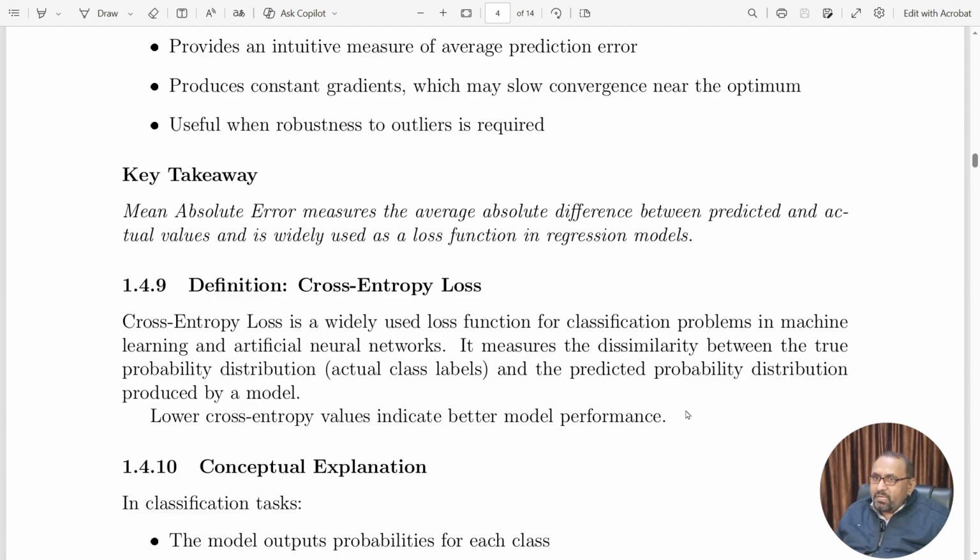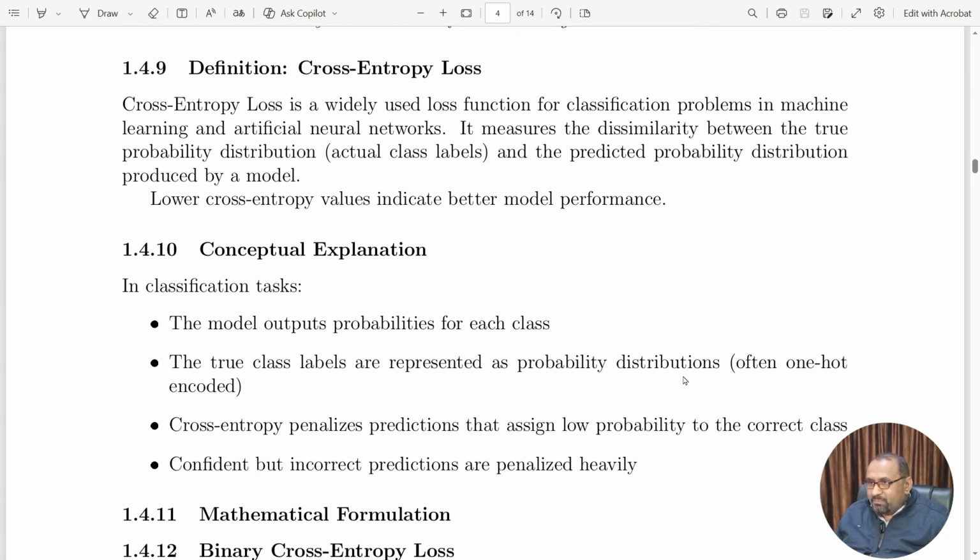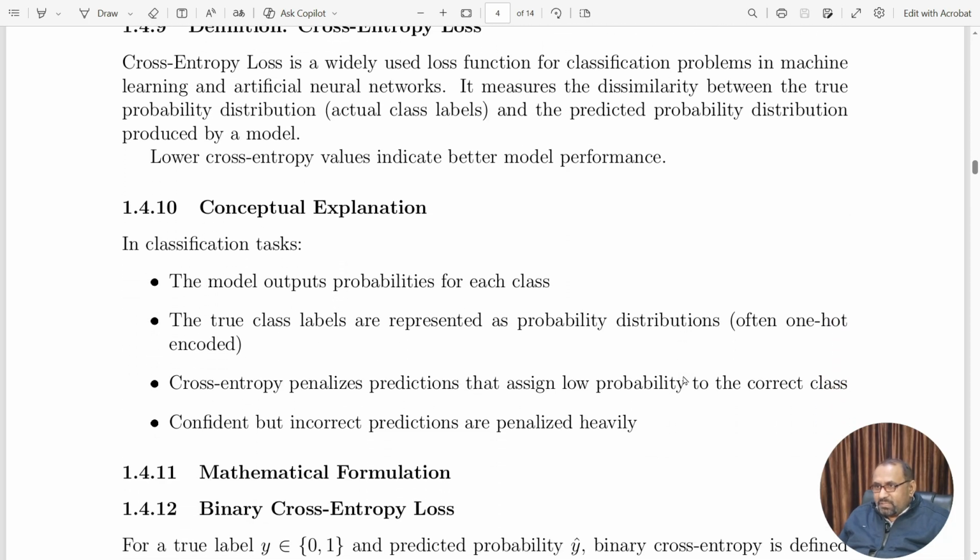Okay, it measures the dissimilarity between the true probability distribution and the predicted probability distribution produced by a model. Lower cross entropy values indicate better model performance. So here we have some conceptual explanation. In a classification task, the model outputs probability for each class.